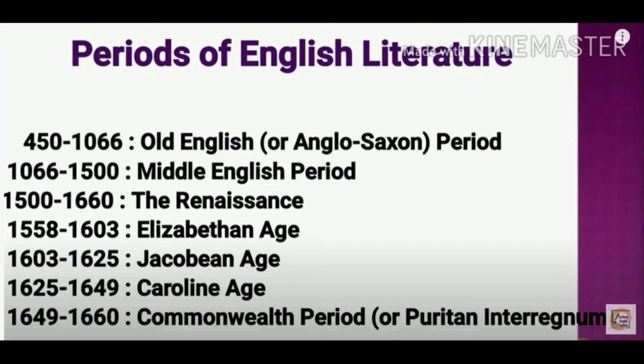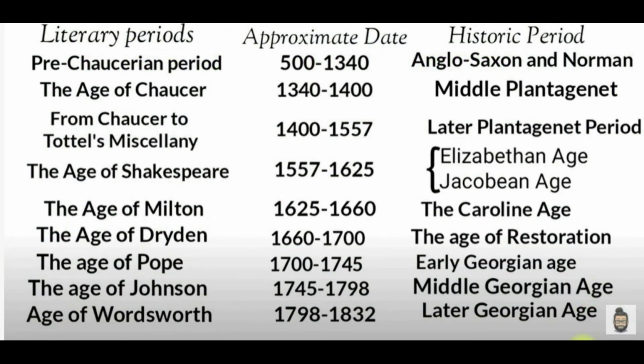So our next period of English literature spans from 1066 to 1500, and its historical name is the Middle English period, but its literary name of that period is called the Age of Chaucer.